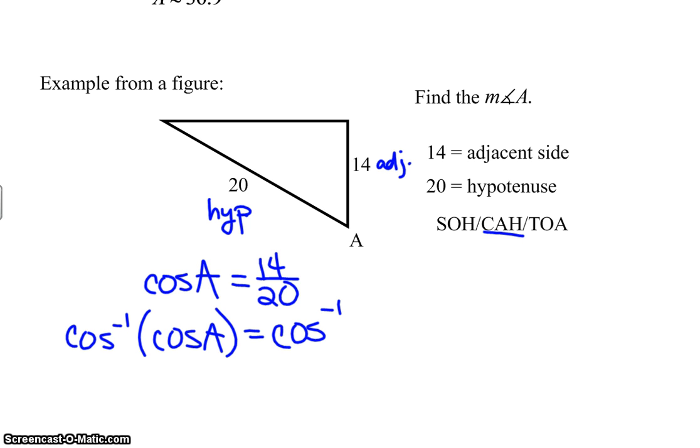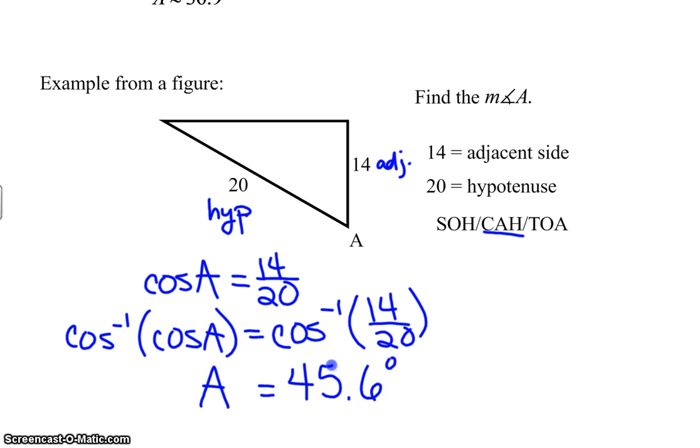And we can do that on our calculators very simply. And our measurement for angle A is 45.6 degrees. This concludes today's podcast.